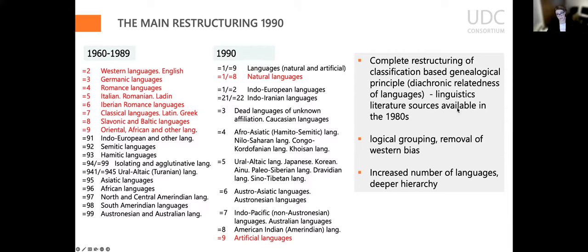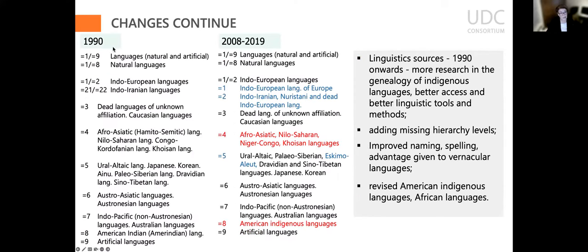Apart from the fact that this restructuring of the languages was based on the theory and research in linguistics that was published in the 1960s, 1970s, 1980s. And what happened is that from the 1990s onwards, there was a huge development in linguistics in the study of indigenous languages. You could approach these people more. Many tribes were discovered in the Amazon. You had better ways of recording. You had better methodology for comparing morphological and phonetic features of languages.